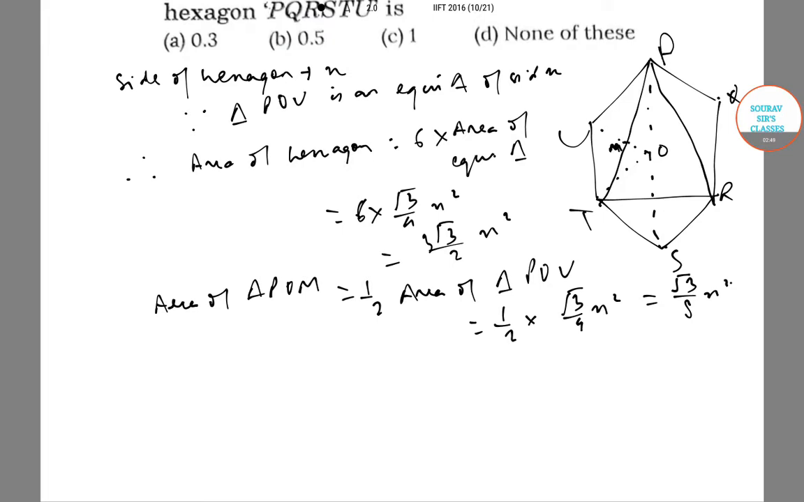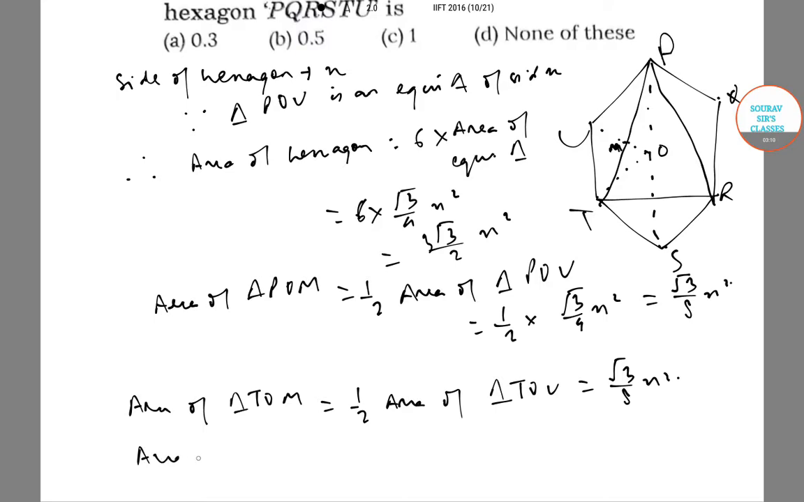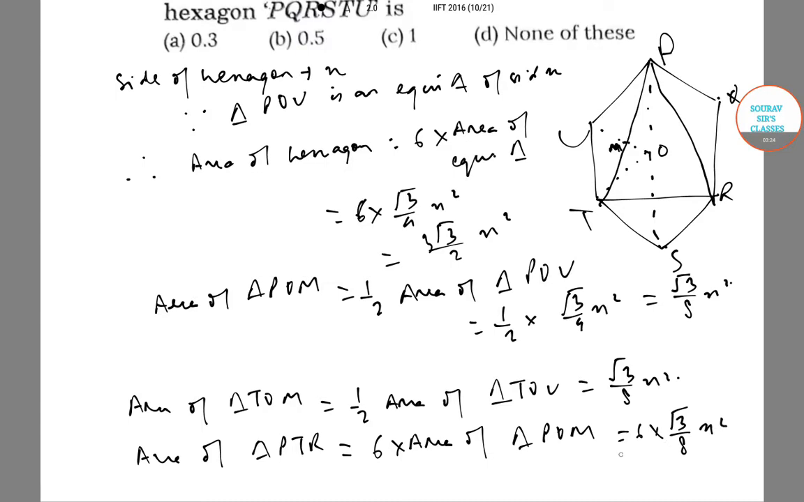Similarly, area of triangle TOM is equal to half area of triangle TOU, and this is equal to root 3 by 8 x squared. Therefore, area of triangle PTR is equal to 6 into area of triangle POM, that is 6 into root 3 by 8 x squared, that is 3 root 3 by 4 into x squared.